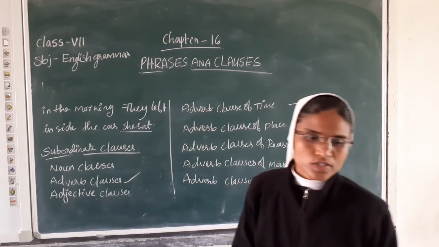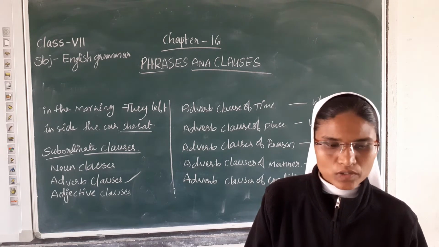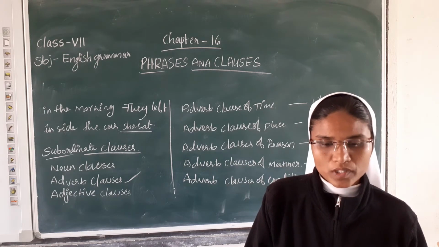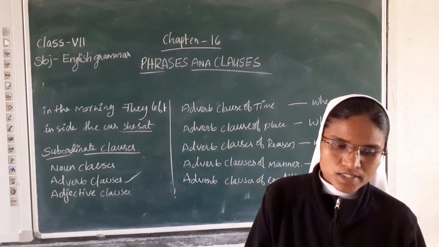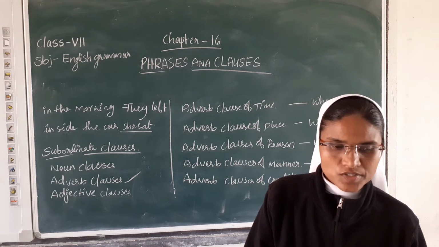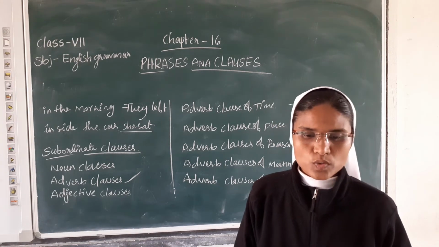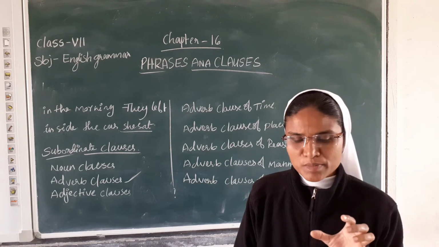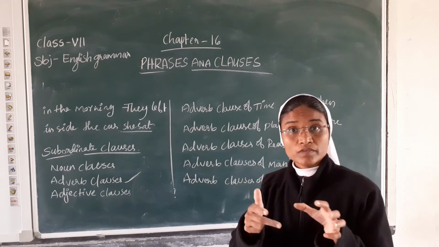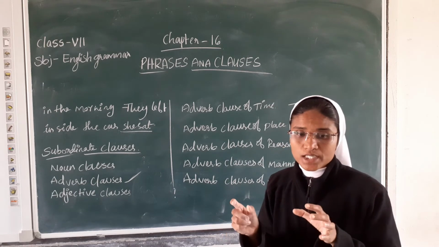Last one, adjective clauses. An adjective clause is a complete sentence that does the work of an adjective. An adjective describes a noun or pronoun. It usually answers the question which one or what kind. Most adjective clauses begin with who, whom, which, whose. So this should be remembered: most adjective clauses start with which, who, whose. So these are the adjective clauses.